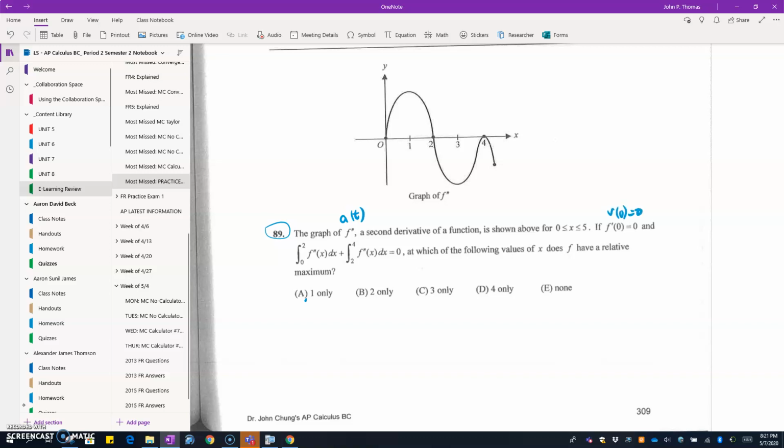if the velocity at 0 is 0, and the integral from 0 to 2 of the second derivative plus the integral from 2 to 4 equals 0. So they're just telling you that those two have the same magnitude of area, one positive, one negative, so they cancel each other out completely. All right, it says, at which of the following values of x does f have a relative maximum?